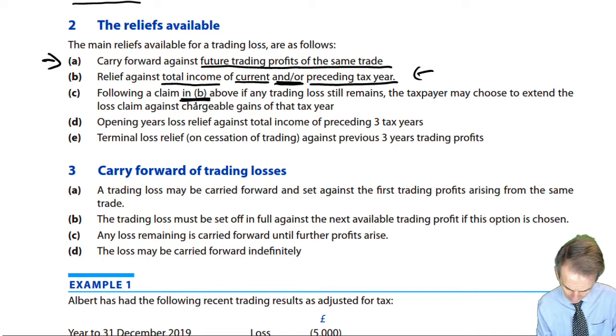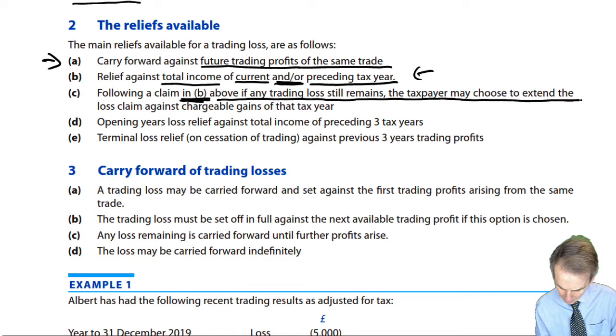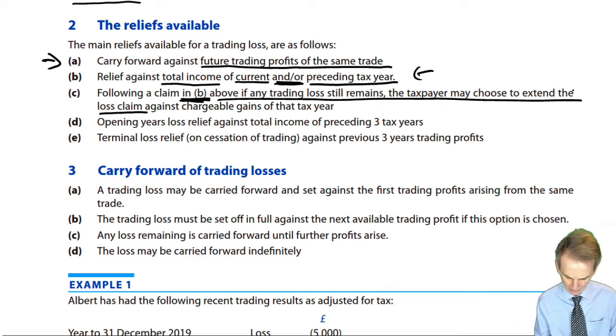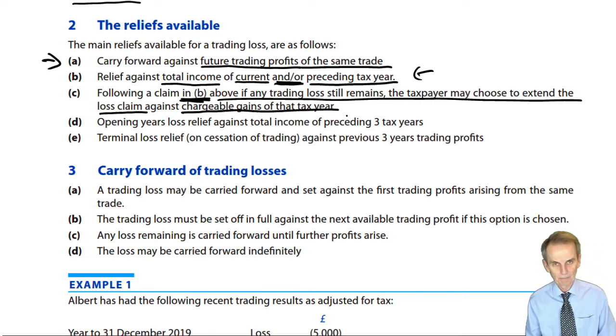And that's this one. Following a claim in B, if any trading loss still remains, the taxpayer may choose to extend the loss claim. It's up to you. You don't have to do this, but it becomes available, but only becomes available for that tax year, be it the current or be it the preceding tax year, if for that tax year you have firstly made the claim against total income and there is still some loss left over. It is that loss that may then be used against your capital gains, turning a trading loss effectively into a capital loss. Extend the loss claim against the chargeable gains of that tax year.